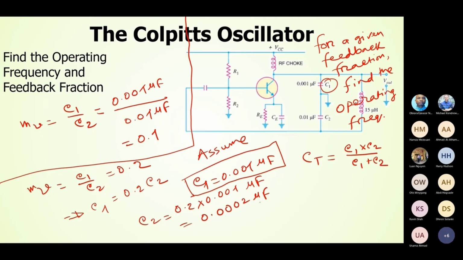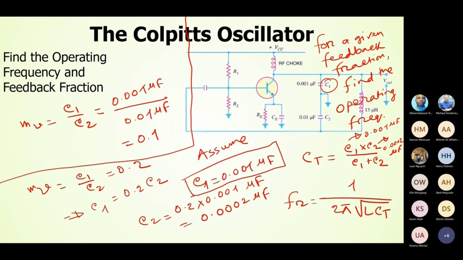Now, once we know our C2, then we can find the CT. And once we know our CT, we know our resonance frequency, which would be equal to 1 over 2 pi square root of L times CT. This L is 15 microhenry, and CT will come from this equation. So what is C1? C1 is 0.001 microfarad. And what is C2? 0.0002 microfarad. Okay. So this will help you to solve this problem.